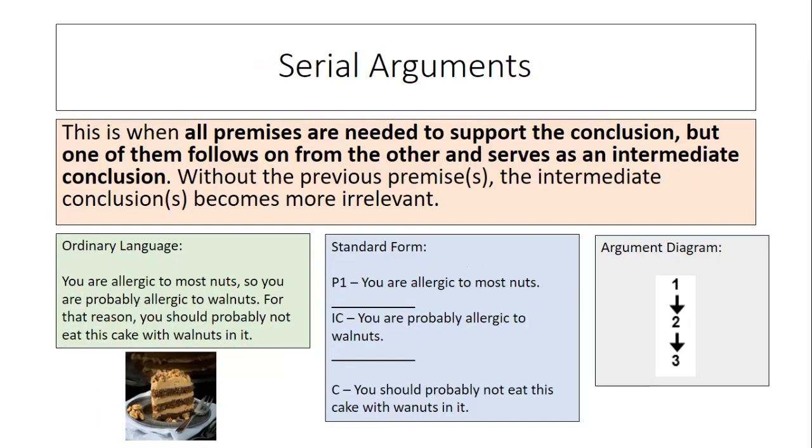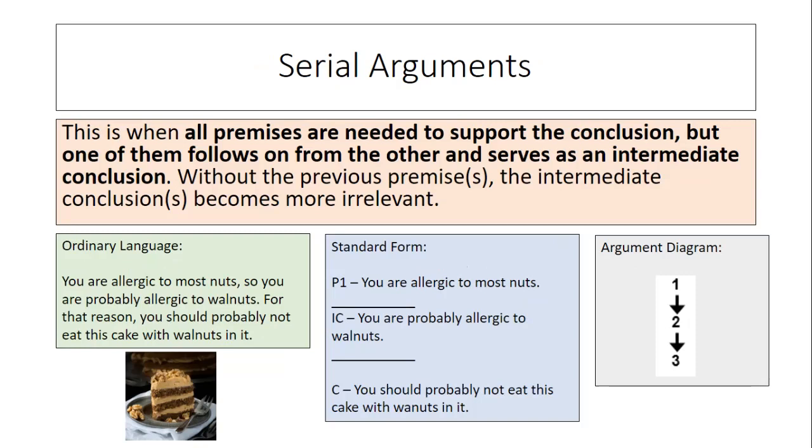Your final kind of argument are serial arguments, and this is where all premises are needed to support the conclusion, but one of them follows on from the other and serves as an intermediate conclusion. So this is the kind of argument where we find intermediate conclusions. So here's your ordinary language example.